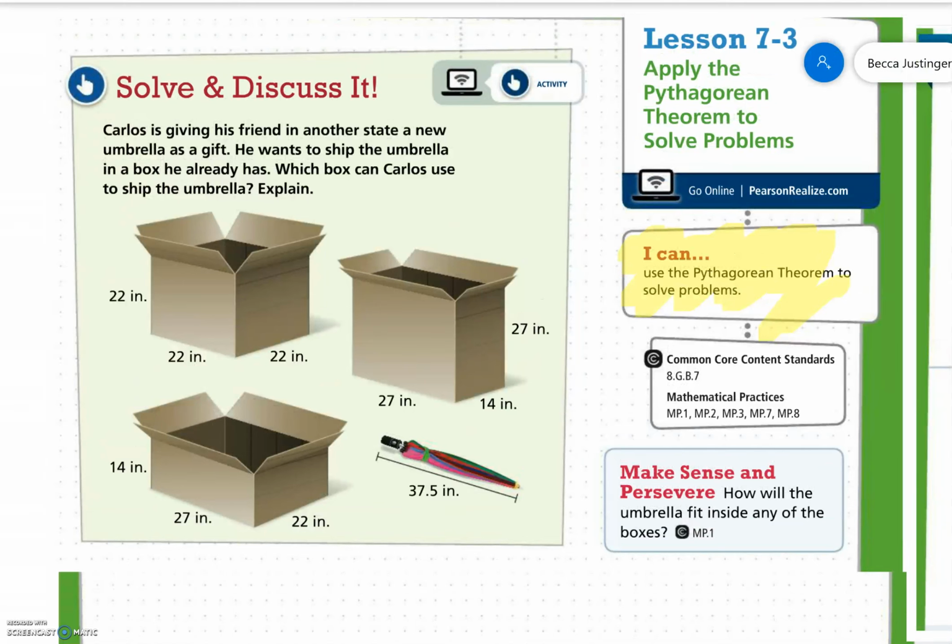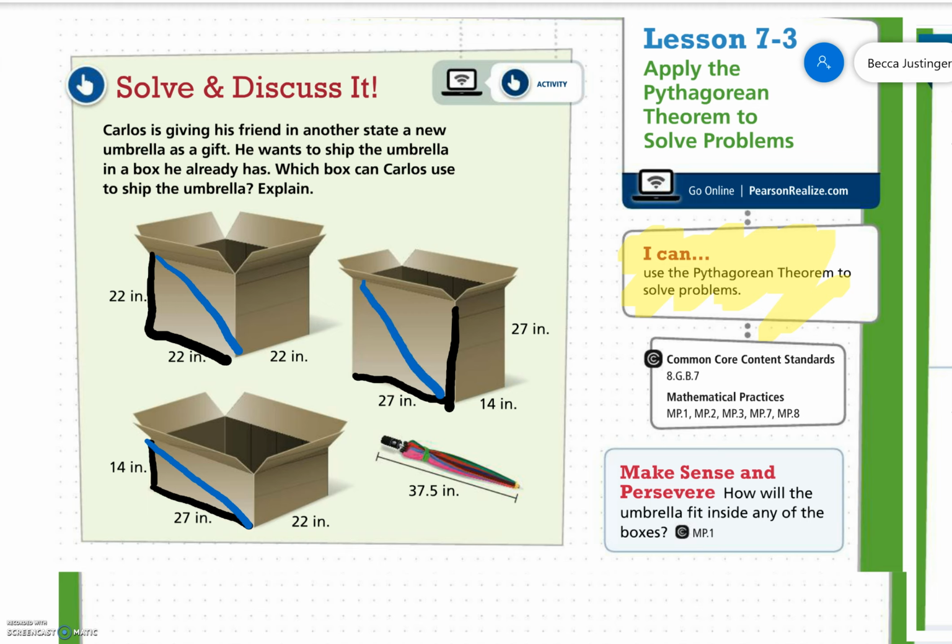So our first choice is we can use this box that's 22 by 22, but it won't fit in any of the boxes laying straight on the bottom because 37.5 is longer than 22, longer than 27. It also won't fit straight up and down because it's longer than 22, longer than 27, and longer than 14. But maybe it could fit diagonally.